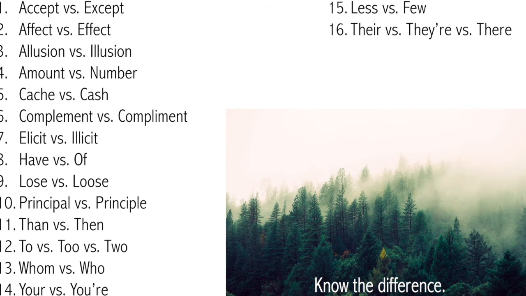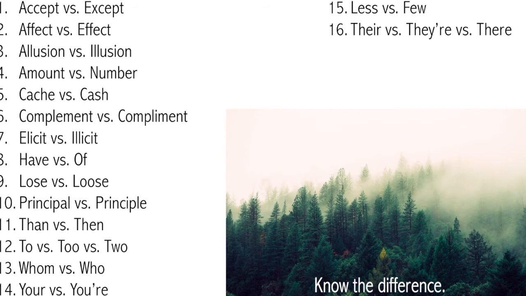Have versus of. Have is a verb. I would have something. I would like to have this. Of is a preposition. It is a connecting word, right? I'm of the opinion. So it is a preposition, it's just a connecting word. Now we look at lose with one O versus loose with two O's. Now the one with LOSE is the verb. So it is I lost my wallet or I lost my earphones. And loose, LOOSE, is something that is not tight, right? So my jeans are loose.